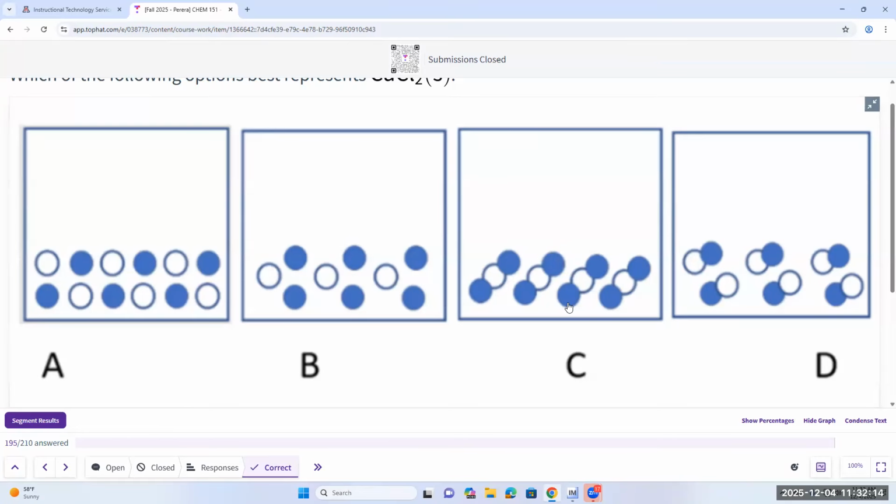What questions, concerns, comments do we have? So again, the main idea here is ionic compounds have networks of ions rather than molecules. We don't have molecules in ionic compounds. That's the concept tested from this question.